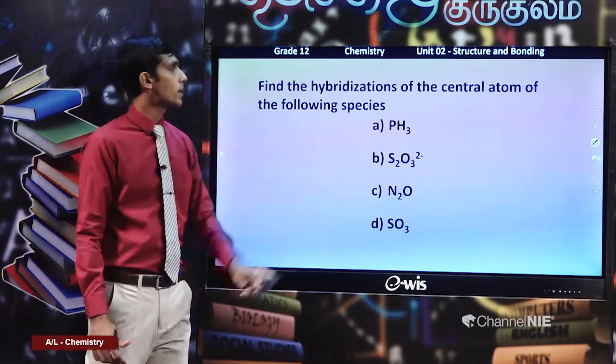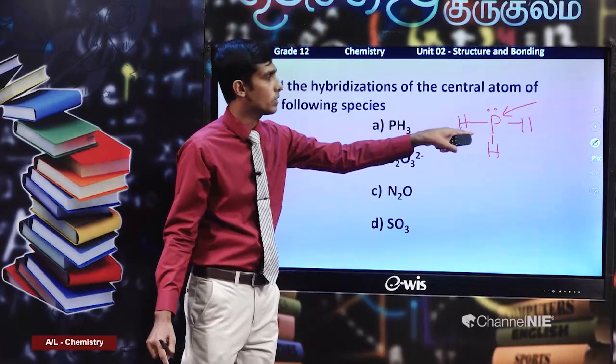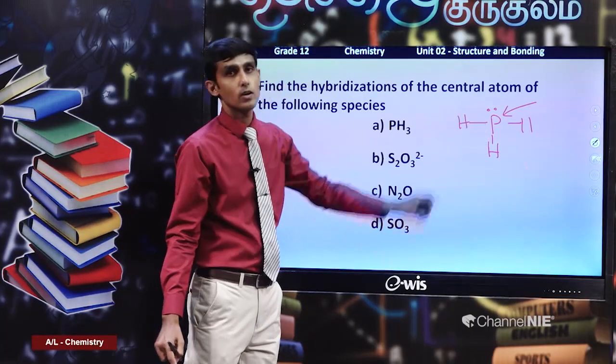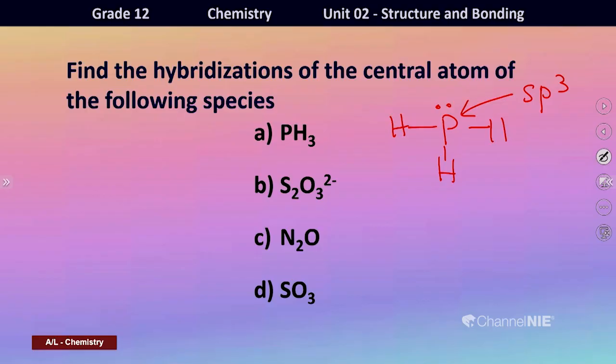Now, for example, these molecules, if you are asked to find the hybridization of the central atom, PH3, the Lewis structure is this. You can say that the number of VSEPR pairs is 3 sigma bond pairs and 1 lone pair. All these single bonds are sigma bonds. 3 sigma bond pairs and 1 lone pair, 4 VSEPR pairs, so hybridization sp3.